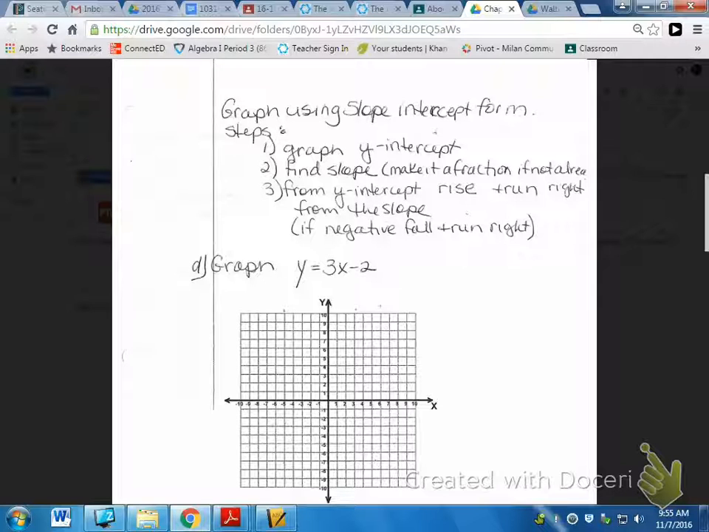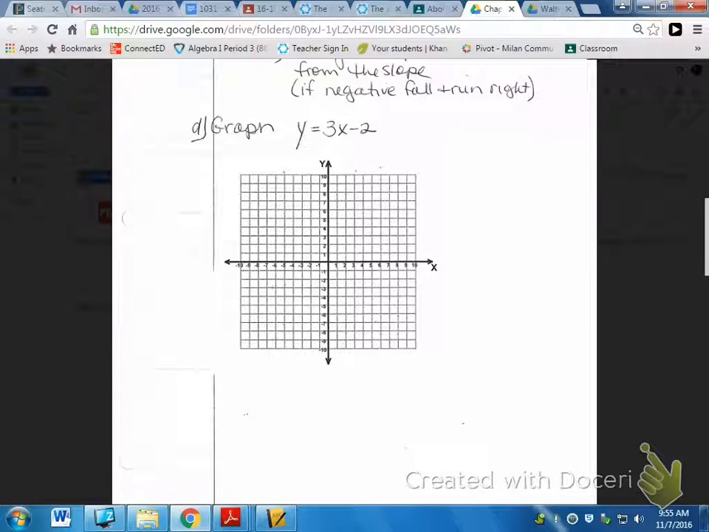So let's look at this first one. Graph y equals 3x minus 2. What we're going to do here is start out by looking at the y-intercept, which is at negative 2. So along your y-axis, you put your first point at negative 2, just like that. You look for your slope, and in this equation, the slope is what? 3. Is it already a fraction? Definitely not. Put it over 1.